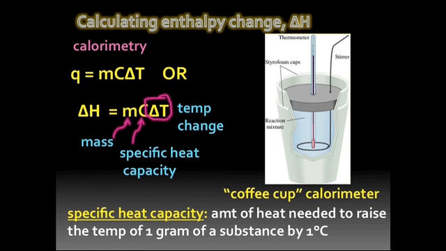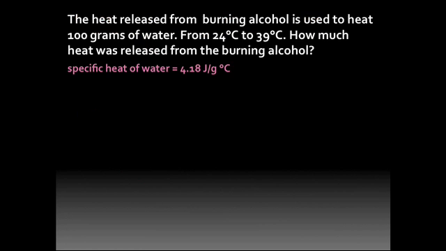So a specific heat capacity, we're going to revisit that, is the amount of heat needed to raise the temperature of 1 gram of a substance by 1 degree Celsius. Okay, so it's different for different substances. So let's look at a practice problem. The heat released from burning alcohol is used to heat 100 grams of water from 24 to 39 degrees Celsius. How much heat was released from the burning alcohol?